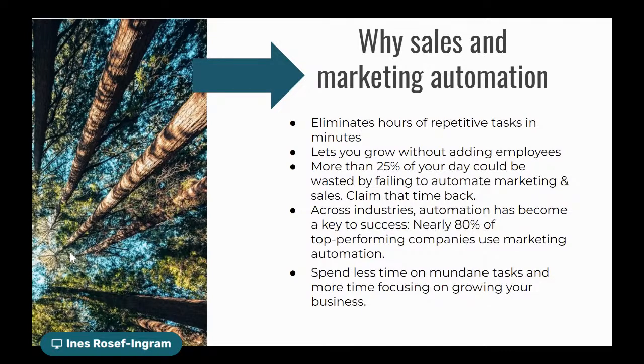More than 25% of your day could be wasted by not automating marketing and sales activities. So you should really claim that time back. Across industries, automation is a key to success. Nearly 80% of top performing companies use marketing automation. And you can say, top performing companies, we're probably talking Coca-Cola, Takealot, Amazon, big companies. You don't really identify with those companies.